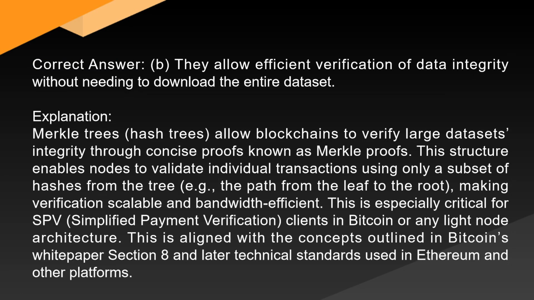Correct answer: B. They allow efficient verification of data integrity without needing to download the entire dataset. Explanation: Merkle trees, or hash trees, allow blockchains to verify large datasets' integrity through concise proofs known as Merkle proofs. This structure enables nodes to validate individual transactions using only a subset of hashes from the tree, e.g., the path from the leaf to the root, making verification scalable and bandwidth efficient.